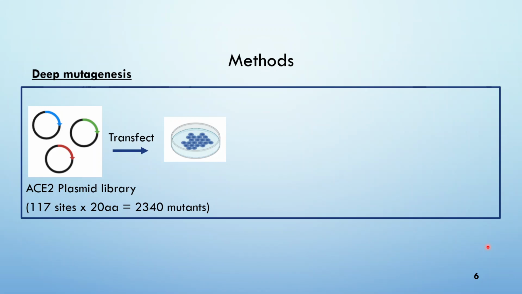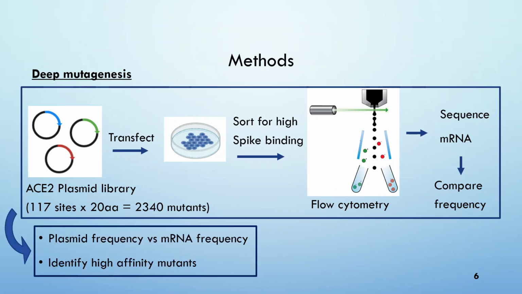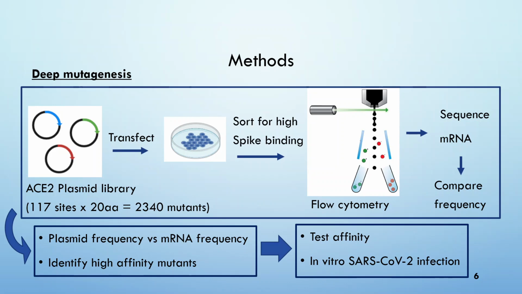Next, they express the plasmids in the human cells, and flow cytometry is used to sort out the cells that bind high amounts of spike protein. Sequencing is done, and then the frequency of the mutants is compared to the frequency of plasmids. And using this, they can identify high affinity mutants. And then following that, testing can be done on the mutants to test its affinity and how it halts SARS-CoV-2 infection.